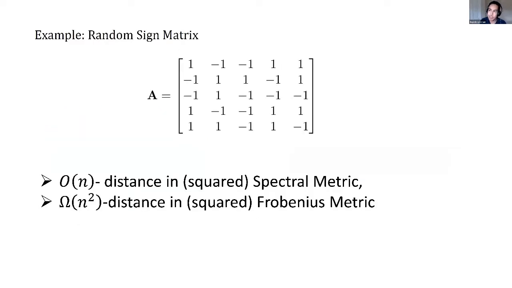And this is a great example of that. I won't tell you why this example satisfies this, but it's easy to see that if you have any kind of random matrix, where the entries are independent, then it's not going to have any very large eigenvalues. So what that means is that in squared spectral norm distance, it's only going to be roughly order n far from the PSD cone. But it'll be very far in Frobenius norm. In fact, a constant fraction of its Frobenius mass will be away from the PSD cone, like order n squared. So this is an example where the two differ significantly.